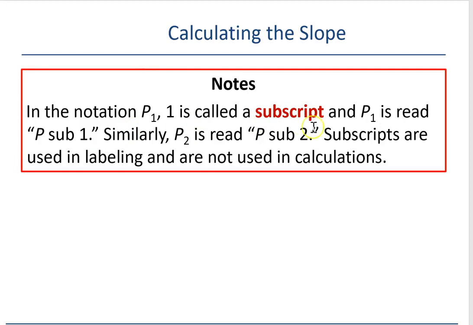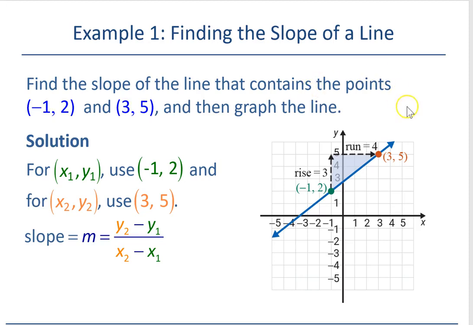The notation P1 is called a subscript, so we'll just get over that and not hit on it too hard. Let's look at this. It goes into a little more detail and shows you exactly what I just drew. Find the slope of the line that contains the points (-1, 2) and (3, 5), then graph the line. For X1, you're going to use this one, and you can use either one of them. Don't start thinking you have to use this one. You're going to get the same slope out of this no matter what, I promise you.